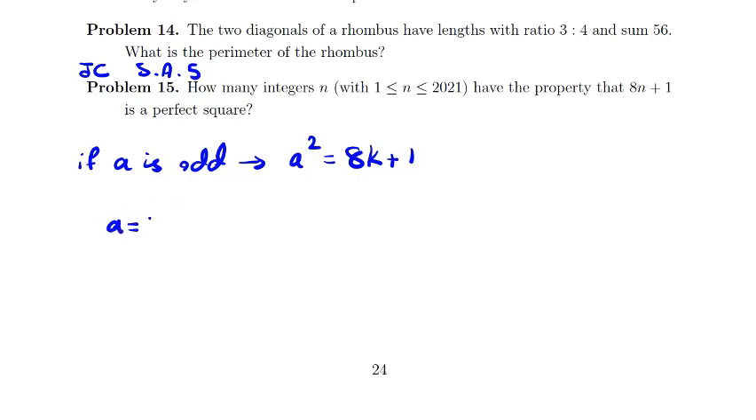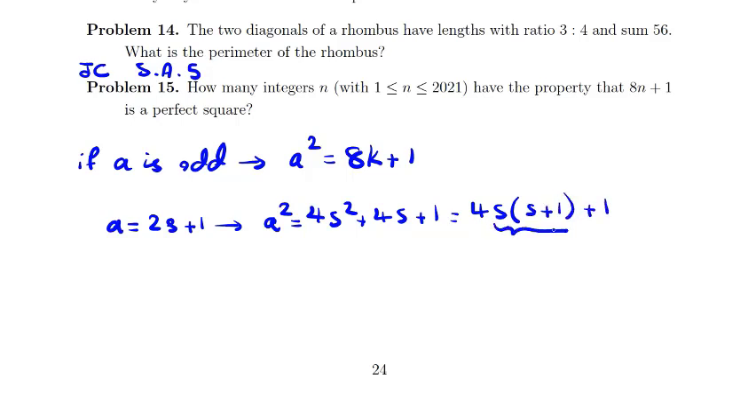How can we prove that if a is odd? So you say a is 2s plus 1. So a squared is what? The first one squared, 4s squared, plus 2 times this, 4s, plus 1, 1 squared. If you factor out 4s, it will be s times s plus 1, plus 1. S times s plus 1 is the product of two consecutive numbers. One of them is odd, one of them even. So s times s plus 1 is even. So you say it is 2k, 4 times 2k, 8k plus 1. So here we know we should consider the squares of odd numbers.